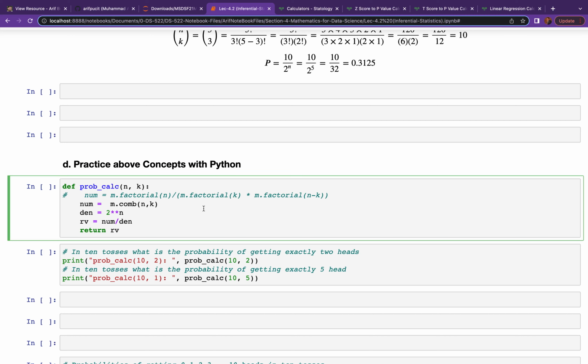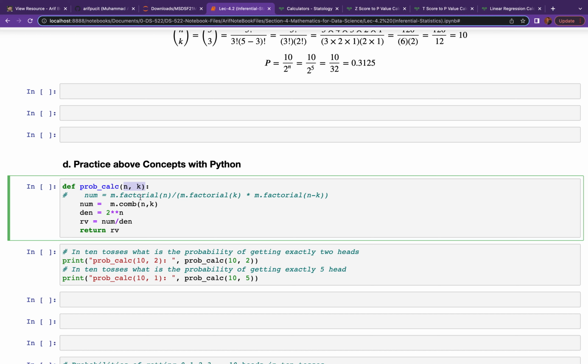So let us suppose that I want to calculate the probability of getting exactly 2 heads in a 10 coin toss experiment, or maybe the probability of getting exactly 5 heads in 10 coin toss experiments. Well, my dear students, over here I have written a function for this that receives two arguments, n and k, where n is the total number of experiments and k is the number of heads or tails.